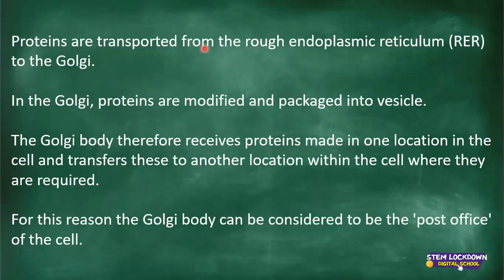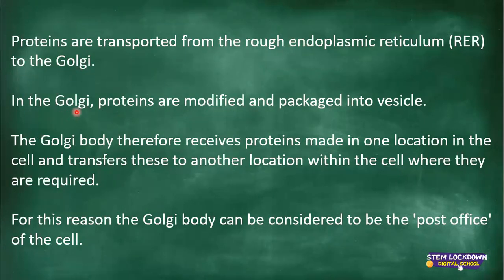Proteins are transported from the rough endoplasmic reticulum to the Golgi. Why the rough endoplasmic reticulum? Because that is the one site where you will find lots and lots of ribosomes. Remember, ribosomes are all around the endoplasmic reticulum, making it a rough structure. So the proteins move from where they were synthesized in the ribosomes on the rough endoplasmic reticulum to the Golgi bodies. So they move from the rough ER to the Golgi body.